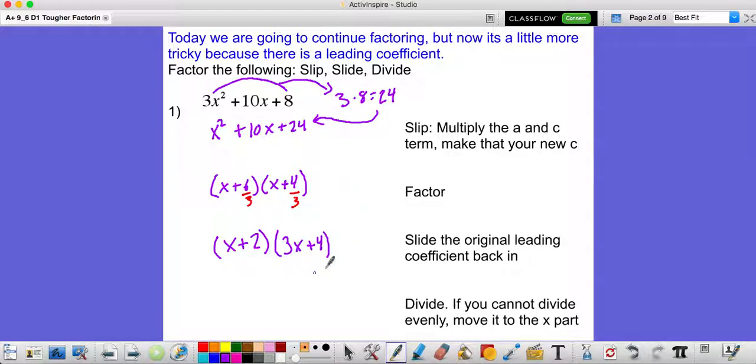Well, if you were to solve 3x plus 4 equals 0, you'd subtract 4, then you divide by 3, you'd still get x is equal to negative 4 thirds. So it works either way we do it. This is just more of our standard form of factoring. The best way to learn these is just to do more examples, so let's try another one.